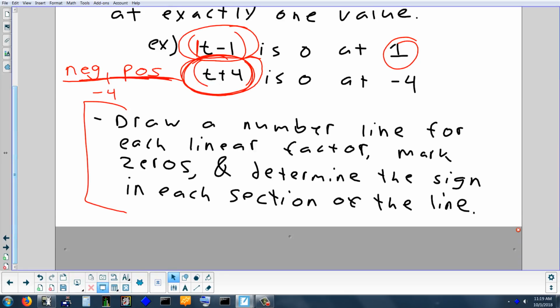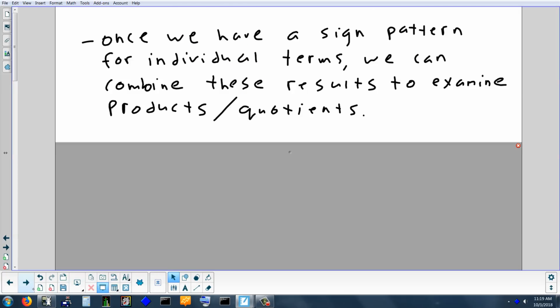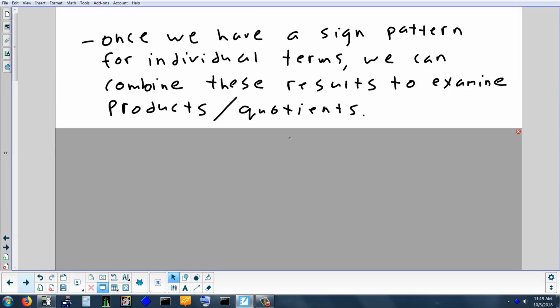Okay, any question on that? Now, I just did a number line for t plus 4. If this was a real problem, I would also do a number line for t minus 1, a separate one. And I'd have 2 number lines. And then the last step is to combine the 2 number lines together into one. Some people just jump to combining them right away. I think that gets a little confusing. If you can do that, go for it. But I'll do each one separate, and then I'll combine them together to answer the question.